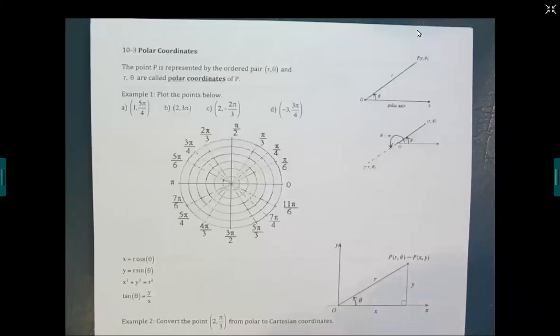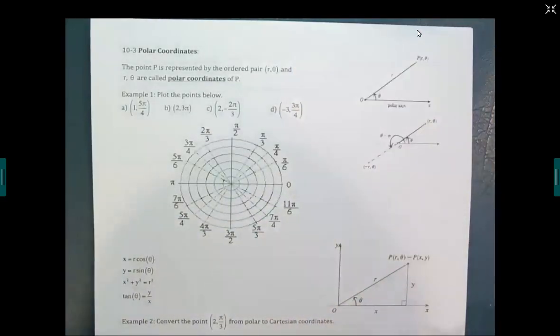Hey, welcome back, everyone. Here we are in section 10.3, and we are going to be talking about polar coordinates and eventually polar equations, and then some of the fun things we can do with them. So let's refresh our memories on what a polar coordinate is.